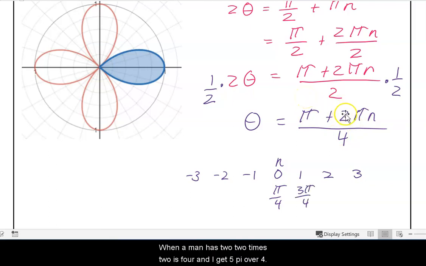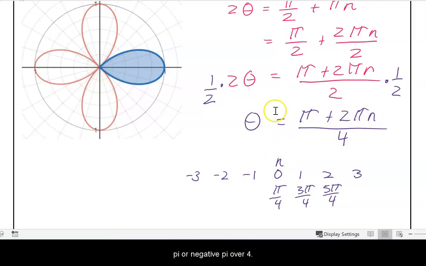When n is 2, 2 times 2 is 4, and I get 5 pi over 4. I can see the pattern starting to develop in that these are all 2 pi over 4 apart. Again, this would work moving backwards as well. If I want to use -1 for the value of n, this would be pi minus 2 pi, or negative pi over 4. Notice it is again 2 pi over 4 away from the next one in line. Moving backwards, this would be -3 pi over 4.